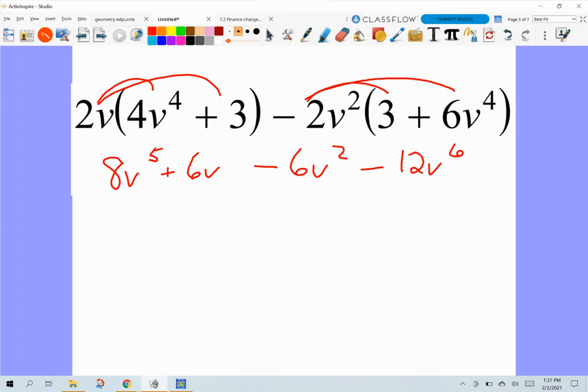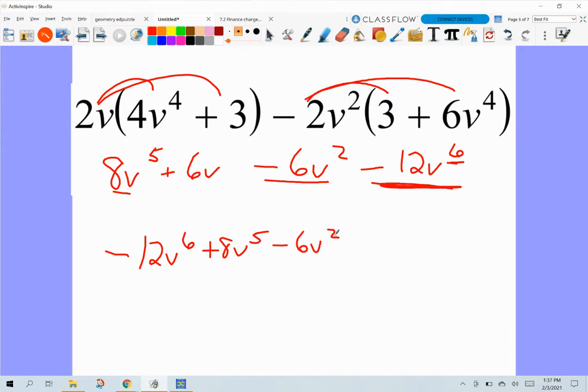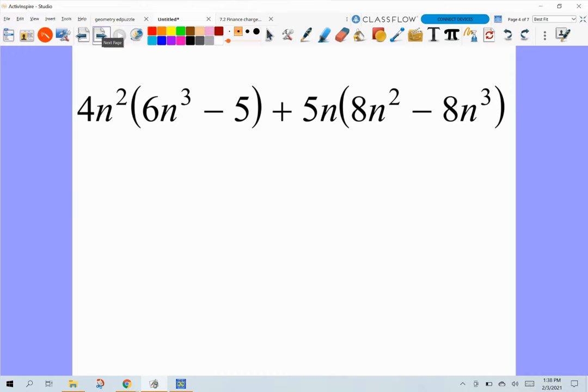So when I put this down as a simplified polynomial, I'm going to start with the biggest exponent first. So my sixth degree term is going to go first. So negative 12v to the sixth, and then I'm going to add 8v to the fifth, and then I'm going to subtract 6v squared, and then I'm going to add 6v. Okay, so you won't always be able to combine terms. Most of the time, I would say you'll be able to, but not always. It just kind of depends on what you're thrown at, or what is thrown at you.